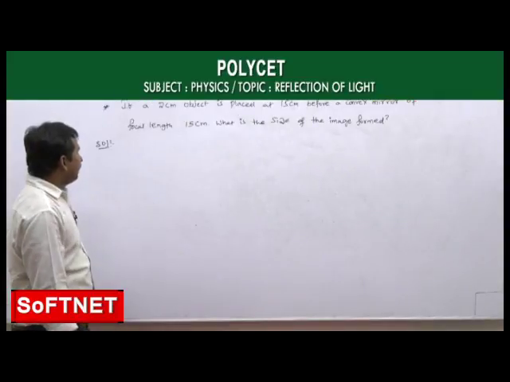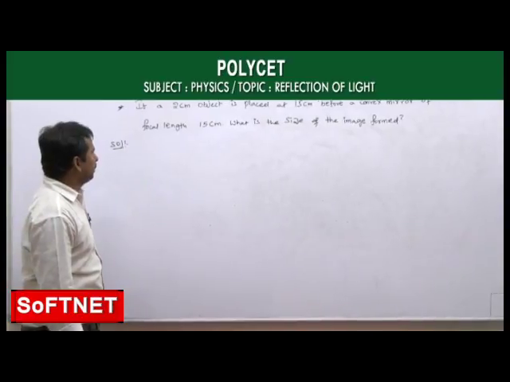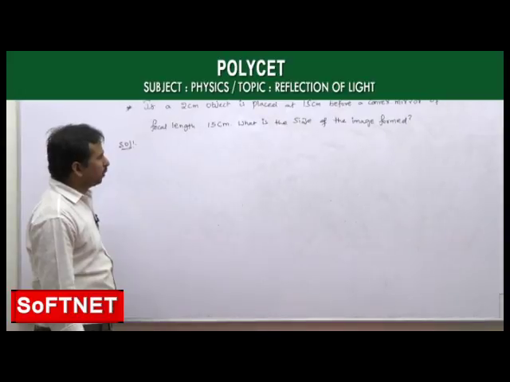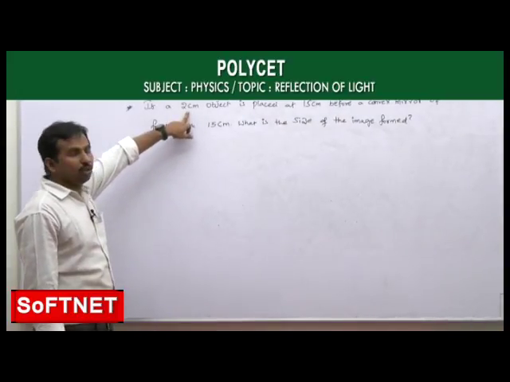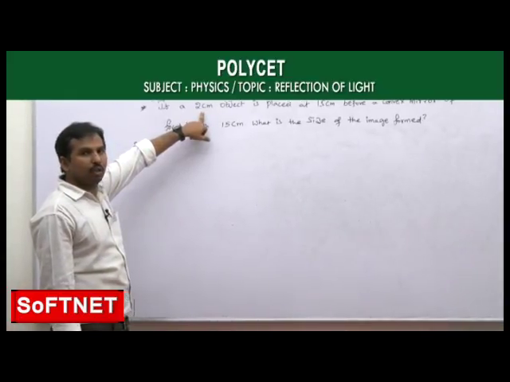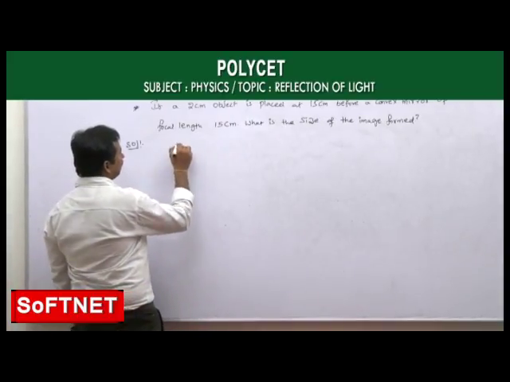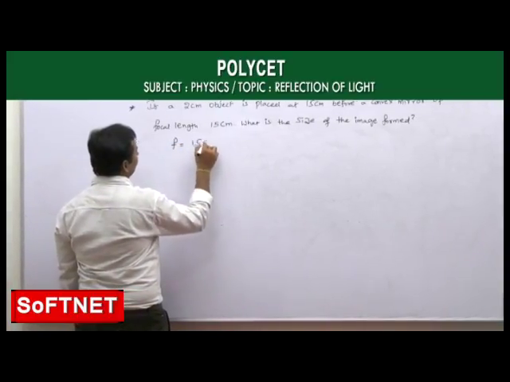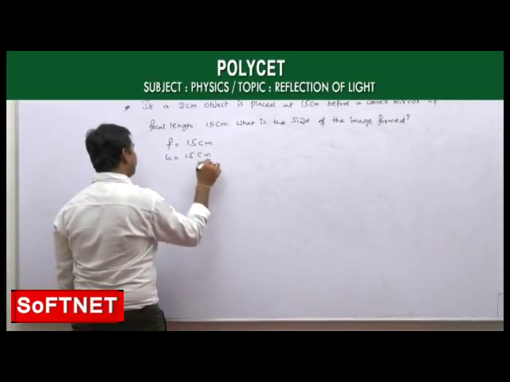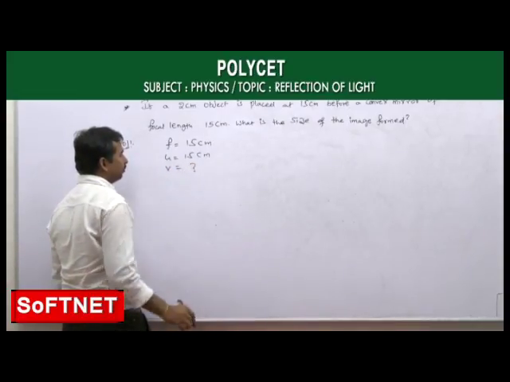See the next model here. If a 2 centimeters object is placed at 15 centimeters before a convex mirror of focal length 15 centimeters, what is the size of the image formed? Here we have a new thing, that is, the height of the object is also given in this problem. So we have to again find the magnification here. In the given data, the focal length is 15 centimeters for the convex mirror and the object distance is also 15 centimeters. First we have to find the image distance, which is v here.